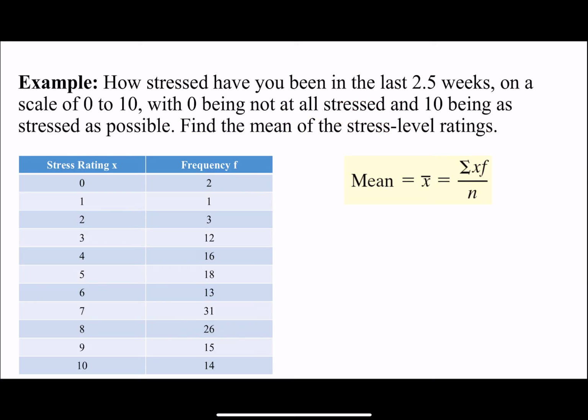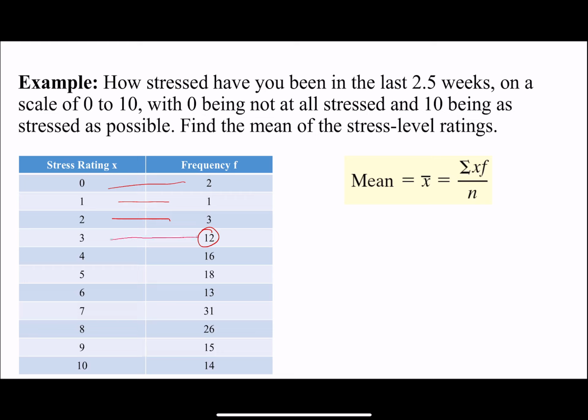For example, 2 students said that they have no stress at all. One student rated his or her stress level as 1. 3 students reported 2, right? 2 of the students said that their stress level is 3, and so on. We want to find the mean value. As you see, it says the mean value is each data item times its frequency over the number of data items.